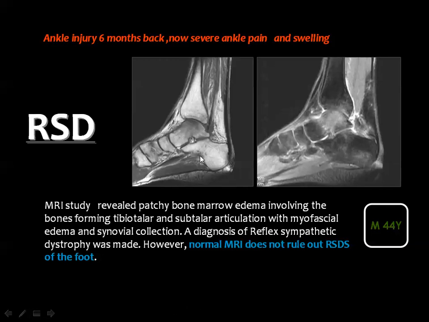An MRI, and you got bone marrow edema of the talus, and this is low signal in the T1 and high signal in the STIR images. And this is also stated in the literature that normal MRI does not rule out the presence of reflex sympathetic dystrophy, and this will depend mainly on the appearance of the foot. If you see that the foot is swollen, it is red, and is very, very sensitive to touch, then you know that the patient has passed into this particular syndrome.